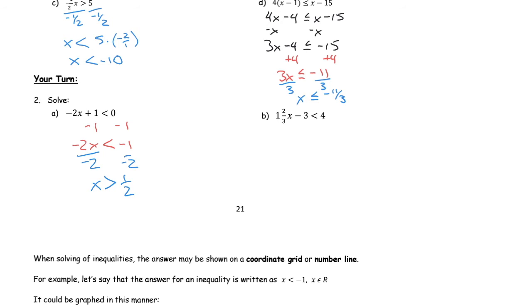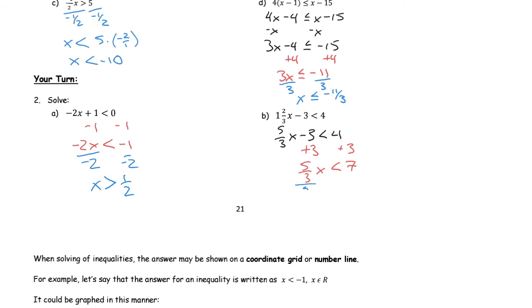Now for this one right here, because I know that I'm going to be dividing by that coefficient of the x here, I'm actually going to convert that into an improper fraction first. So 1 times 3 is 3 plus 2 is 5. So it'll be 5 thirds x minus 3 is less than 4. So to start with, I will add 3 to both sides. So 5 thirds x is less than 7.